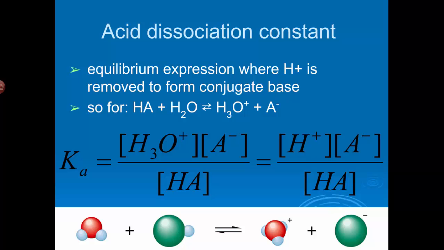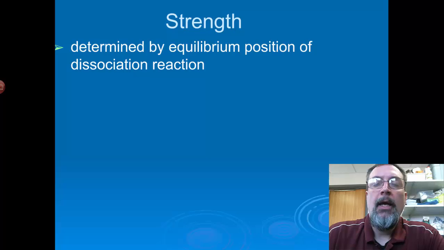Okay? So here's a little schematic or diagram of what this might look like, where the water is the little red and white one, and the HA, whatever that is, is the green and white, and the H part is the white. Okay, and so we get water over here with 3 protons attached to it, and we get the A- by itself. Okay. Acid strength, how strong an acid is, is not the concentration of the acid.